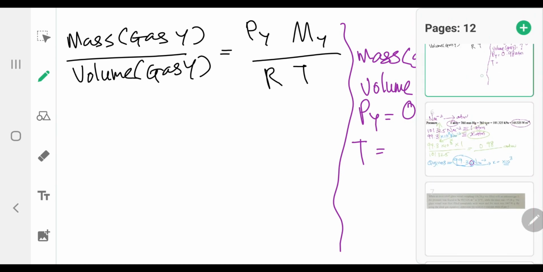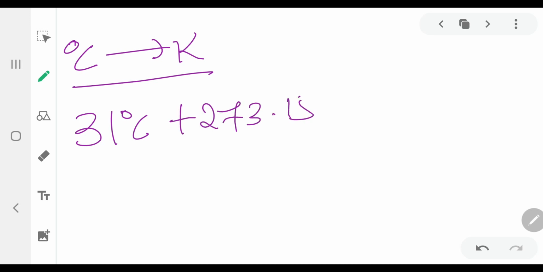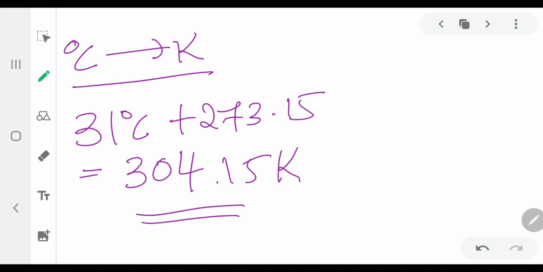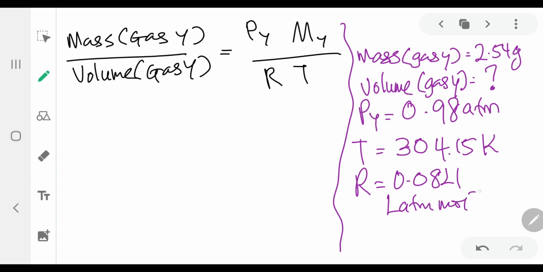The temperature should be quite easy. We want to convert degrees Celsius into Kelvin. The question gives 31 degrees Celsius plus 273.15. Then you get the temperature about 304.15 Kelvin. Okay, so the temperature is 304.15 Kelvin. And of course, our R value is 0.0821 liter atmosphere per mole per Kelvin.